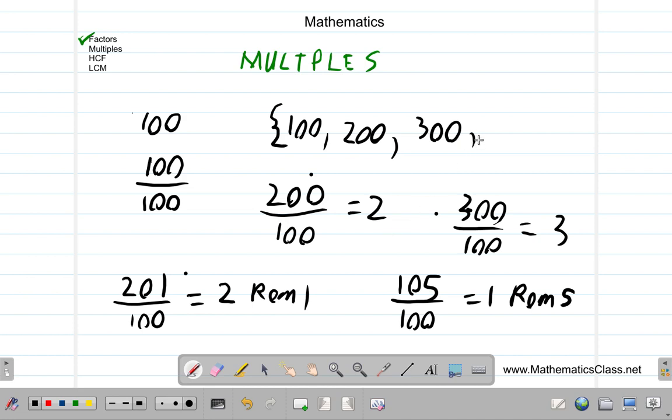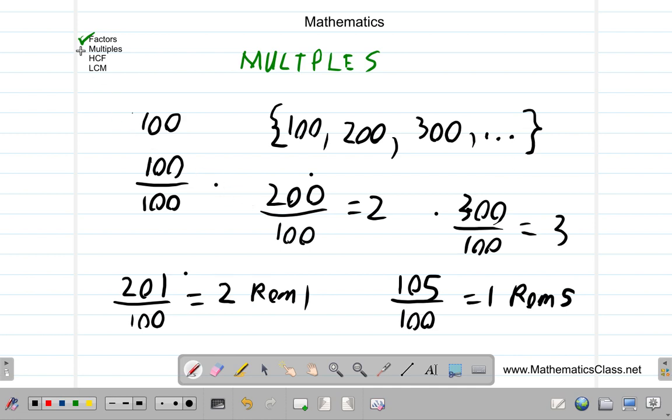Now, the fact is, no matter how much we move forward, there is no end to the number of multiples. So I will put 3 dots before I close the brackets. Alright.